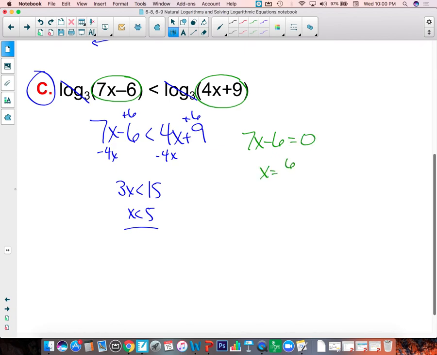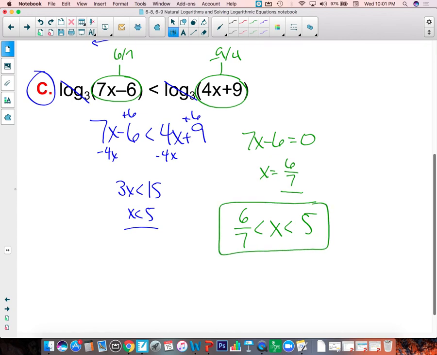So it's x = 6/7, right? So this would give me 6/7. This one would give me 9/4, or negative 9/4, sorry. So I know that I can't use the negative 9/4 because that's a negative number. So that means I'm going to have to look at the 6/7 here. So that's going to be my lower number. So my x is going to be greater than 6/7, but less than 5. Okay, so remember that 6/7 comes from the set of parentheses up here, from just solving it like a factor.